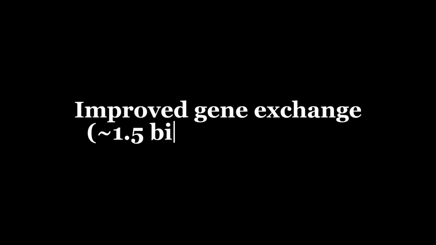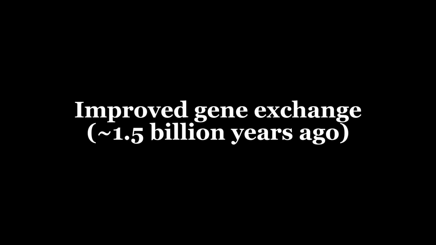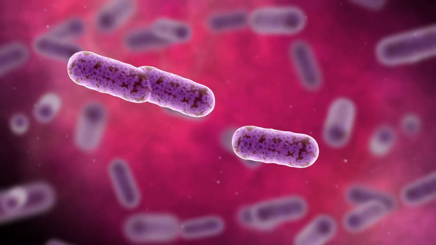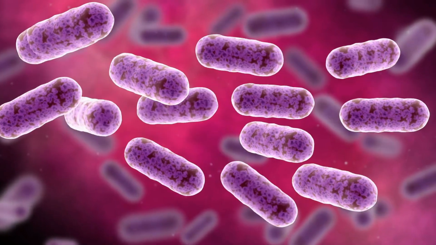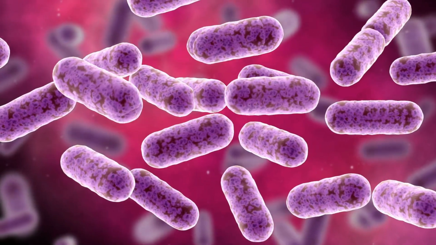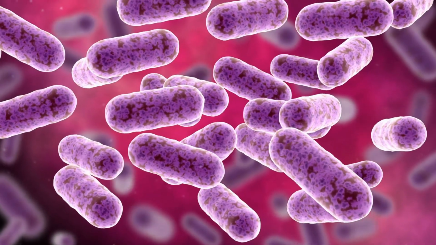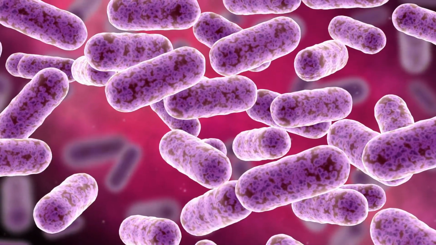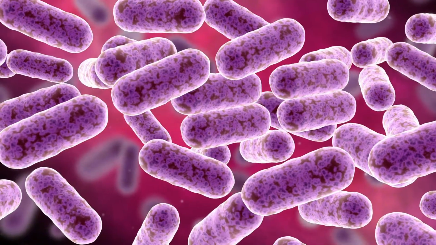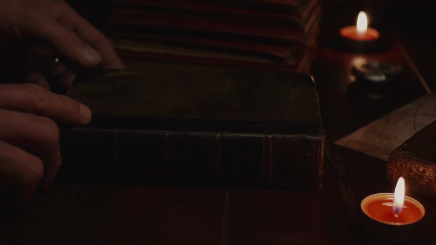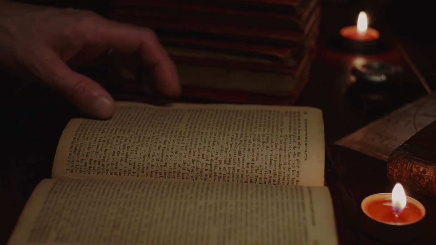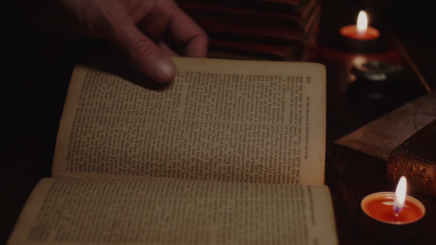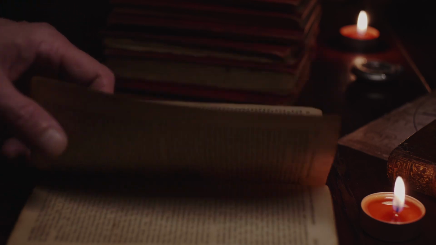Improved gene exchange, about 1.5 billion years ago. The next twist is even more unusual. About 1.5 billion years ago, microorganisms mastered horizontal gene transfer, meaning they began exchanging genes directly with each other, even if they weren't related. Imagine if you could just download someone's knowledge and skills without going through a long learning process. That's about how it worked.